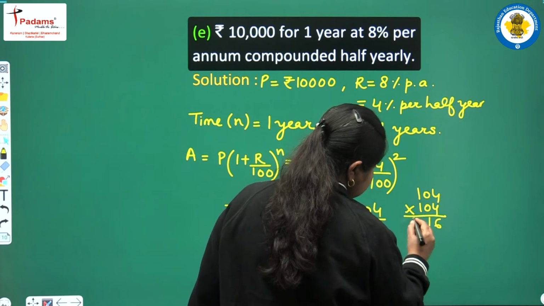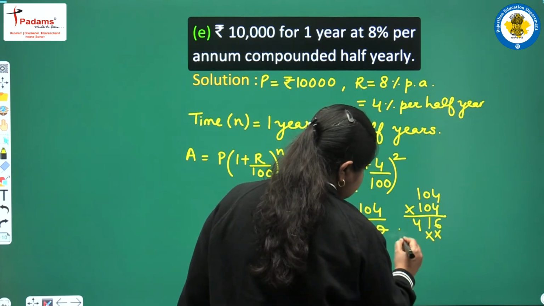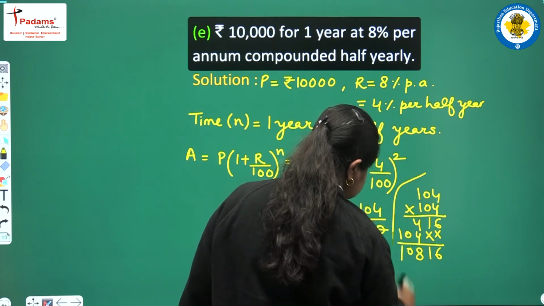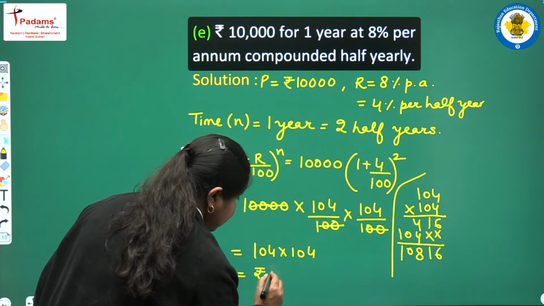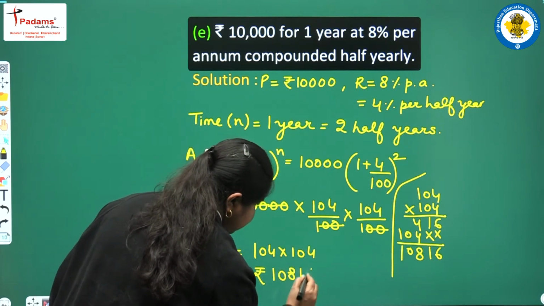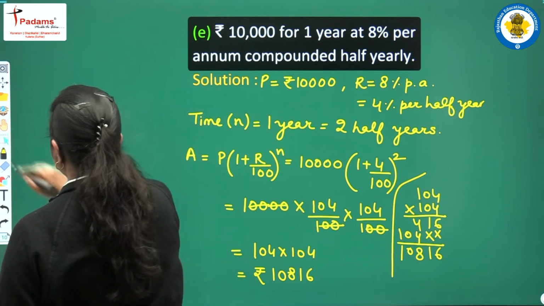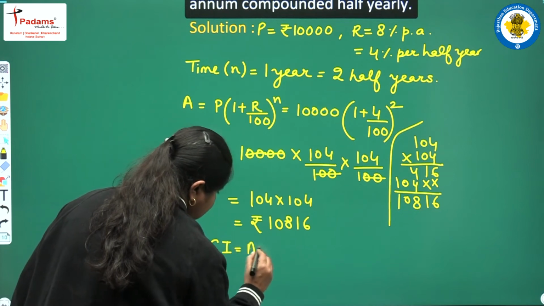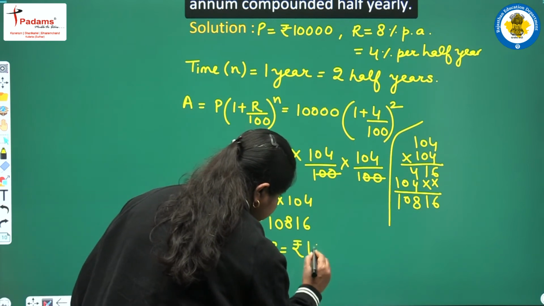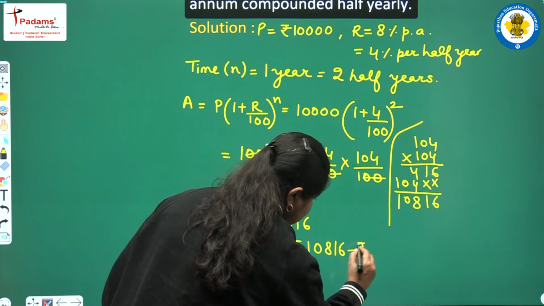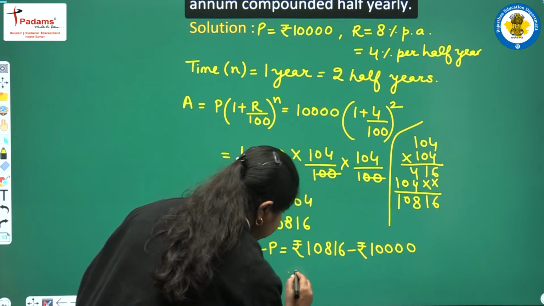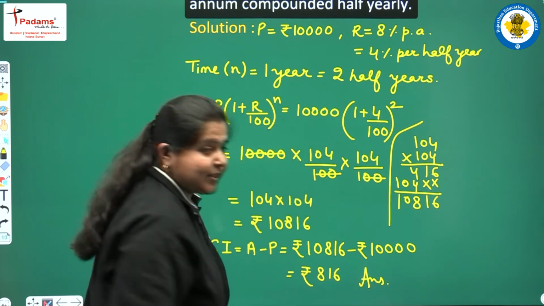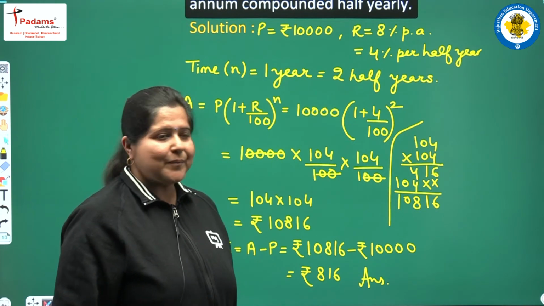Let us multiply. 4 4s are 16. 4 1s are 4. Then here we have 104. It will be 16, 8, 0 and 1. So this is the rough work. This will be equal to rupees 10,816. That is the amount, and then we also need to find the compound interest. So compound interest will be amount minus the principal, rupees 10,816 minus rupees 10,000. This will be equal to rupees 816. So this is the answer to this question. Next we have question number 2.